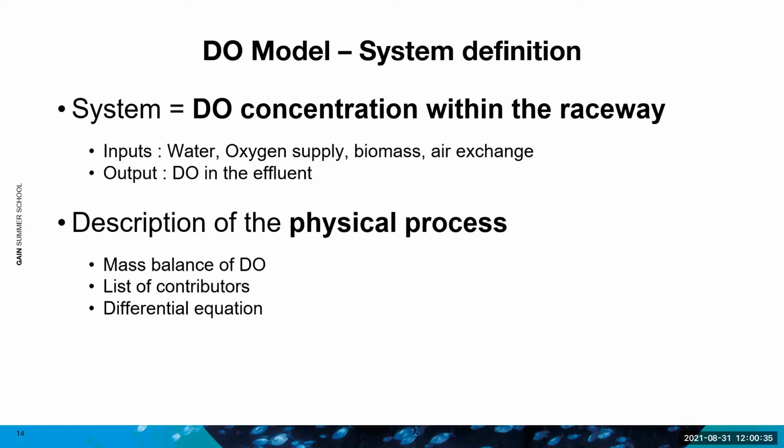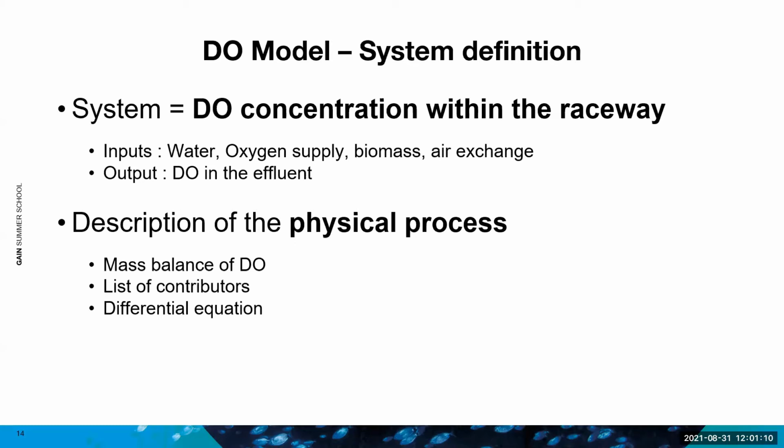So going to our case study, how do we frame our problem? We defined the system first, and our system was the DO concentration within the raceway. If we think in terms of inputs and outputs, which is a very interesting way to see things, you've got the water as input, the oxygen supply, the biomass, and also the exchanges with the atmosphere.